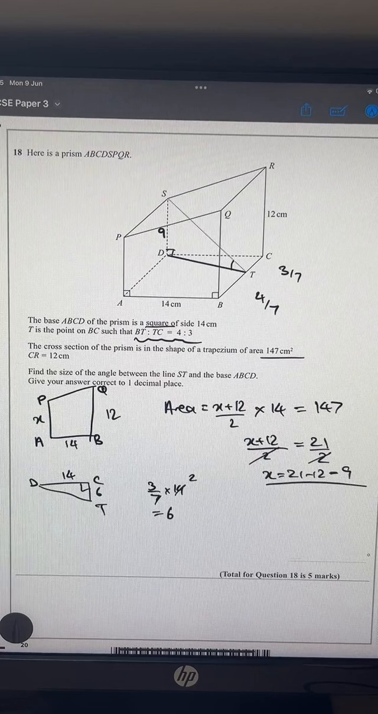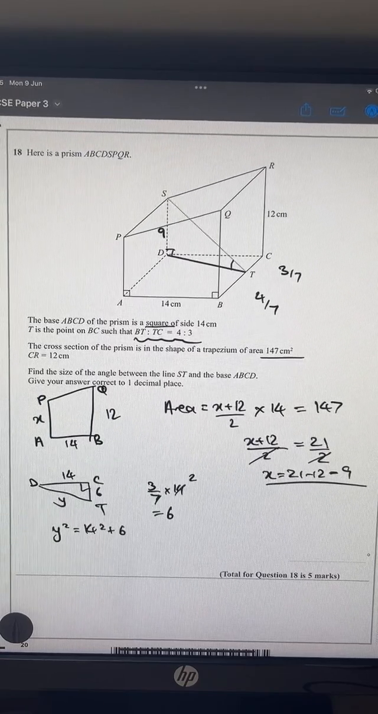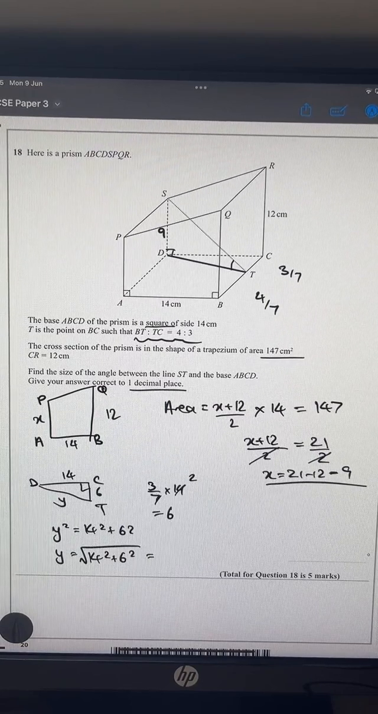What do I want to find? I want to find this side, right? So let's label that y. What do I know? I've just got some nice Pythagoras. So y squared is 14 squared plus 6 squared. So y is the square root of 14 squared plus 6 squared. And don't round yet, okay? They want the answer to 1 decimal place, but whenever you're doing the workings, don't round there. I cannot stress that enough, all right? Keep it in exact form or to as many decimal places as you can. Store that answer in your calculator so you use the full answer. So here, this would be 2 root 58 in exact form.